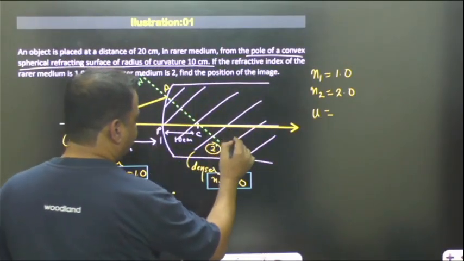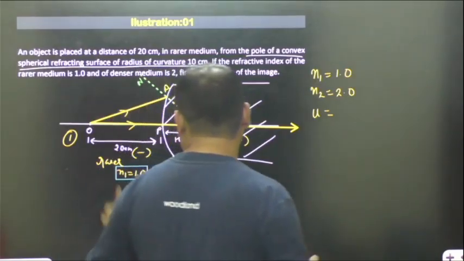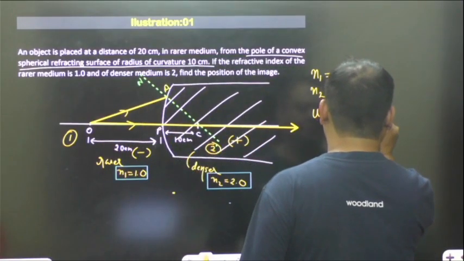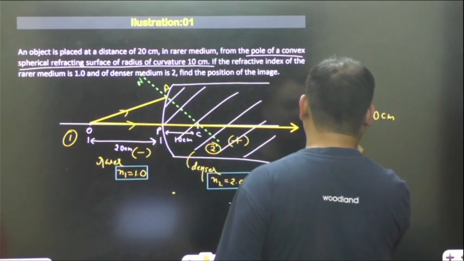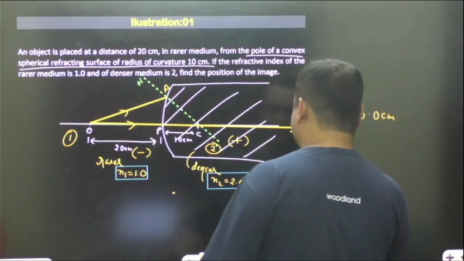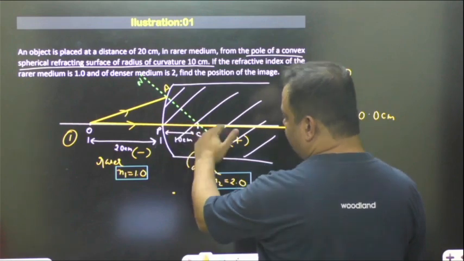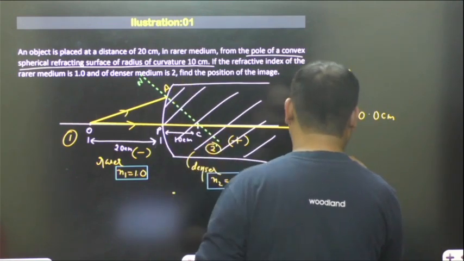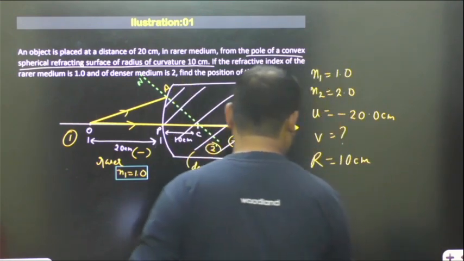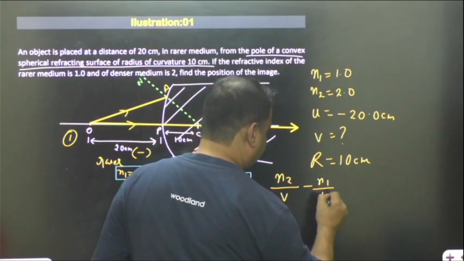The medium in which the light will be entering will be given the plus sign and this will be given the minus sign. So U will be minus 20 centimeter. V we don't know. We don't know where the image is being formed. And what will be radius? 10 centimeter, plus or minus? So you can see the center is on the right side. Center is always on the hollow side. So it is plus. Now apply the curved surface refraction formula.